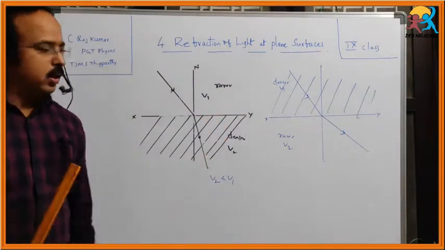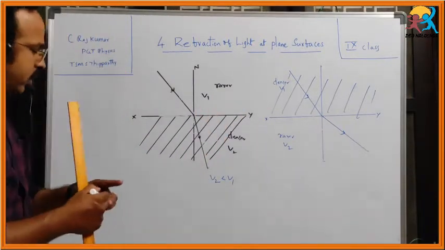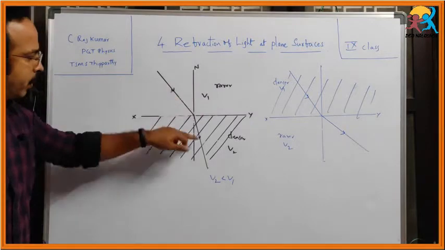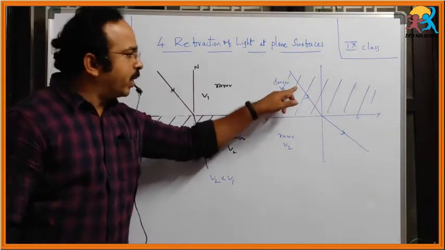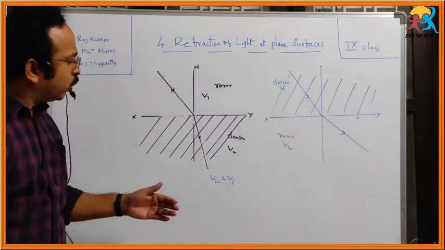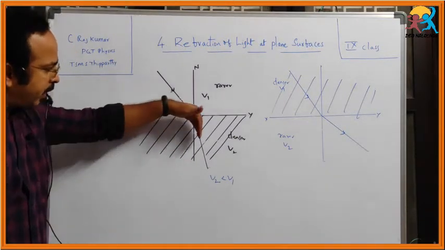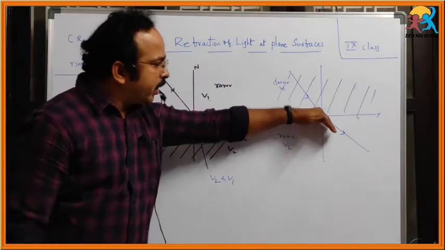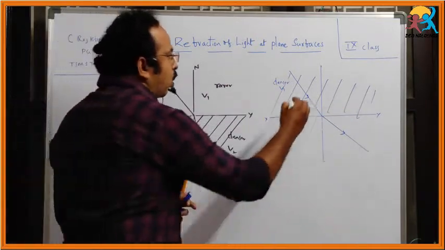So remember, there are two cases here. In the first case, the light is coming from rarer medium to denser medium. In the second case, the light is coming from denser to rarer medium. So there is some difference in both cases. In the first case, the light is bending towards the normal. In the second case, the light is bending away from the normal. So this line will be called the normal here.